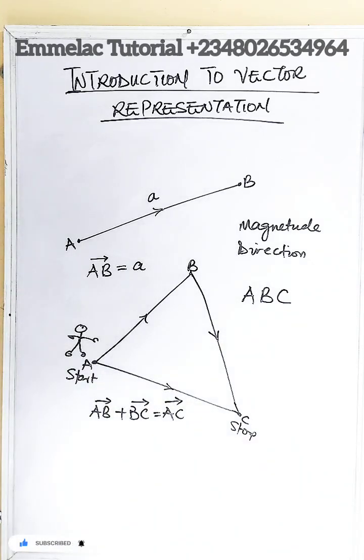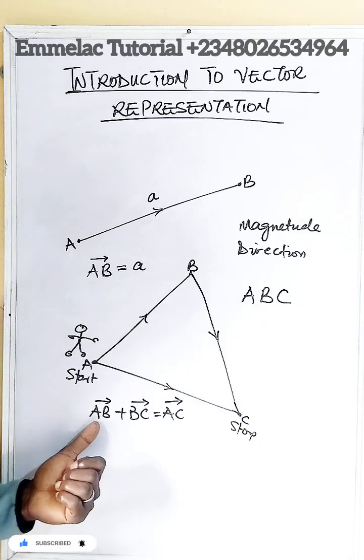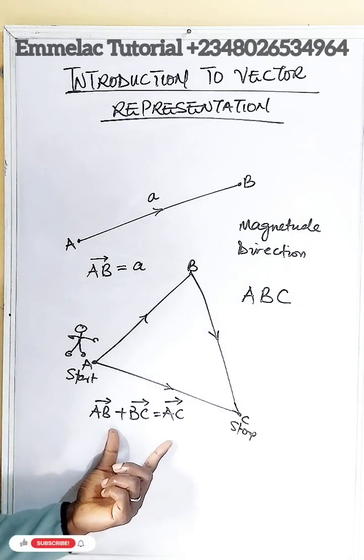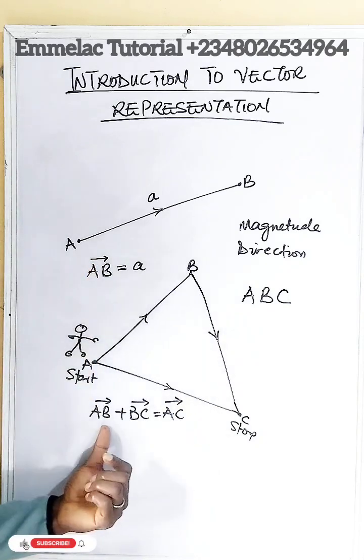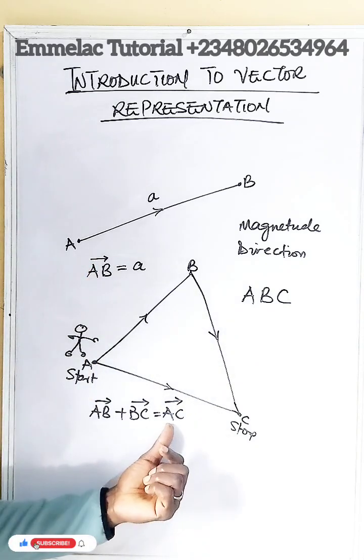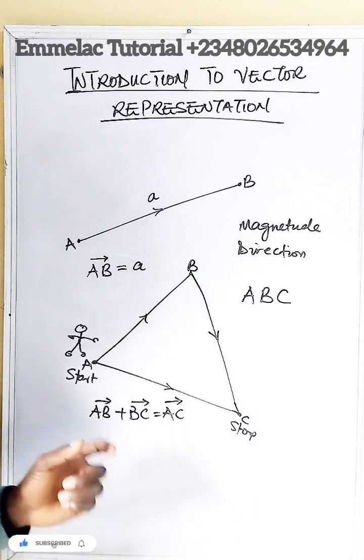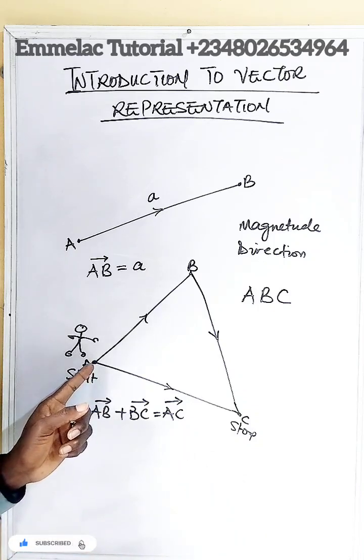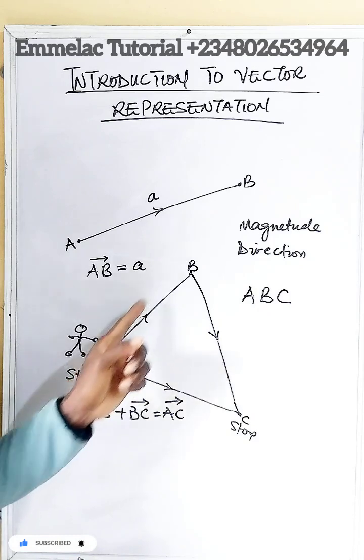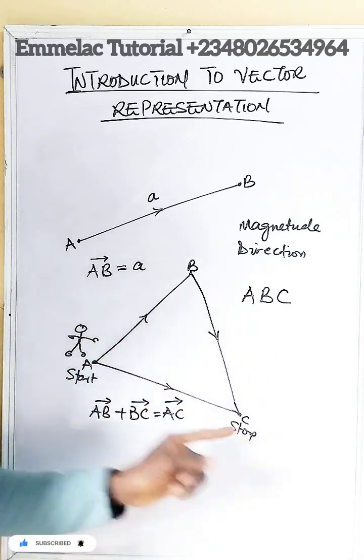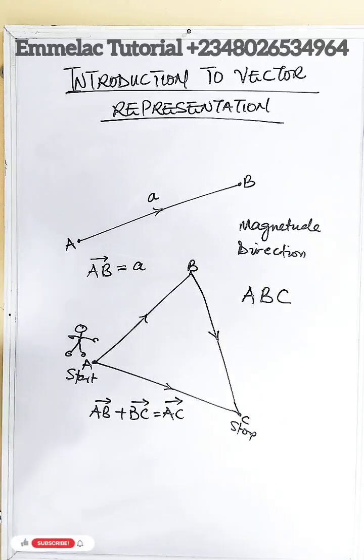That is it. So this is in terms of the addition of vector. Now AC here represents the resultant of from A to B to C. And that is that. Now let me add one or two things here again.